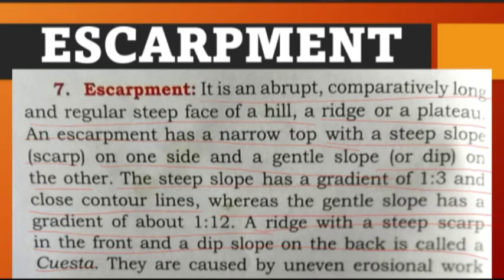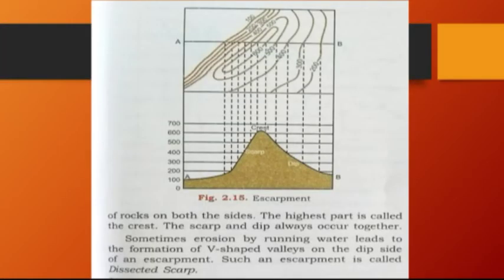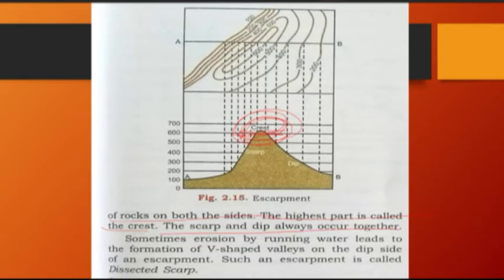हैं. Cuesta. Learn this spelling. Is called a cuesta. They are caused by uneven erosional work. Why are they caused? By uneven erosional work of rocks on both the sides. The highest part is called the crest. You can see crest here, right? The scarp and dip always occur together. Yes, this is scarp and this is dip.